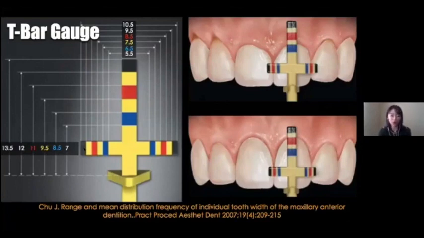So if you want to determine whether the patient needs crown lengthening or not, you just put this T-bar into the patient's mouth, and you see there's a little platform here. This is where the incisal edge sits. You sit the incisal edge on the platform, and you can directly tell from the red dot, the blue dot, or the black dot how much more you need to lengthen the crown. So that's basically how you use this T-bar.